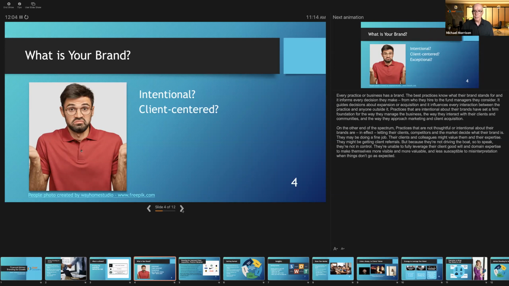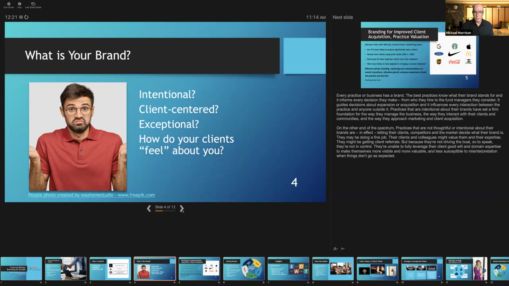Practices that are intentional about their brands have set a firm foundation for the way they manage the business, the way they interact with their clients and communities, and the way they approach marketing and client acquisition. On the other end of the spectrum, practices that are not thoughtful or intentional about their brands are, honestly, letting their clients, their competitors, and the market decide what their brand is.